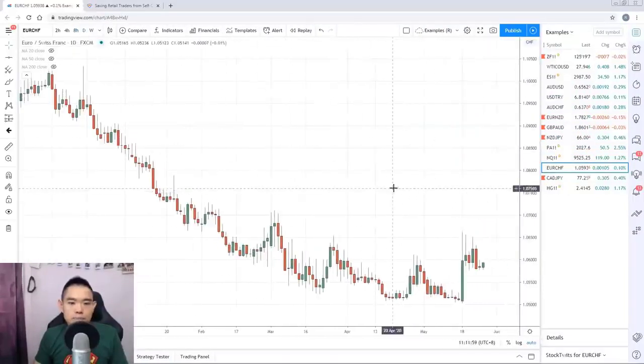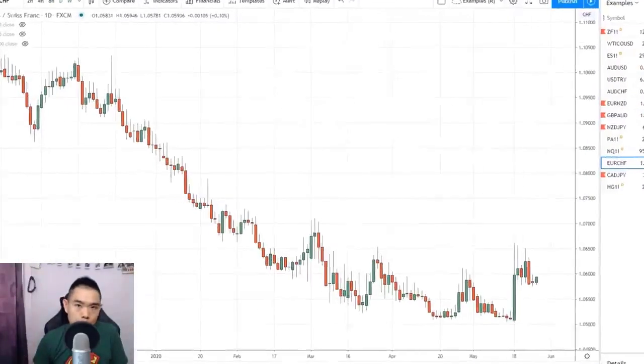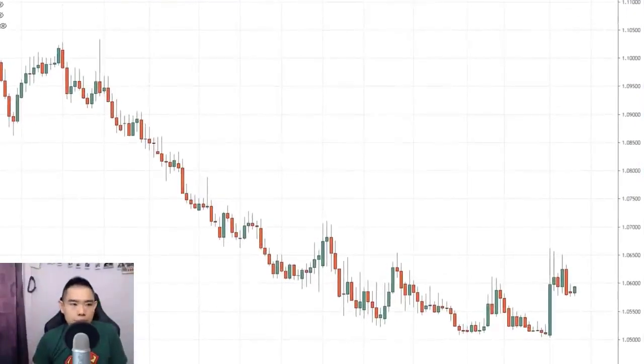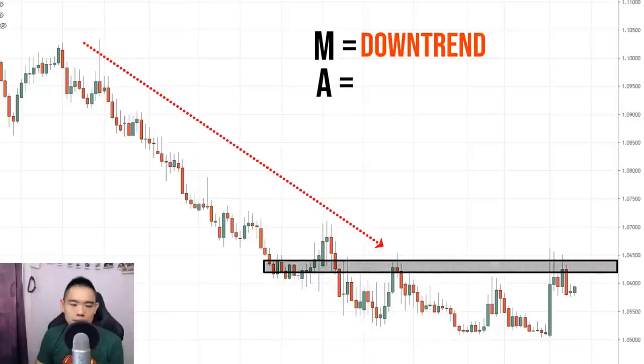How about that? So at this point, what is the market structure of this chart that you're looking at? Downtrend? Yes? Great. So we know that the market structure here is in a downtrend. Next thing, area of value. Where is the area of value? From what I'm seeing over here, we have a possible area of value at this area, where this is an area of resistance. So area of value is resistance.